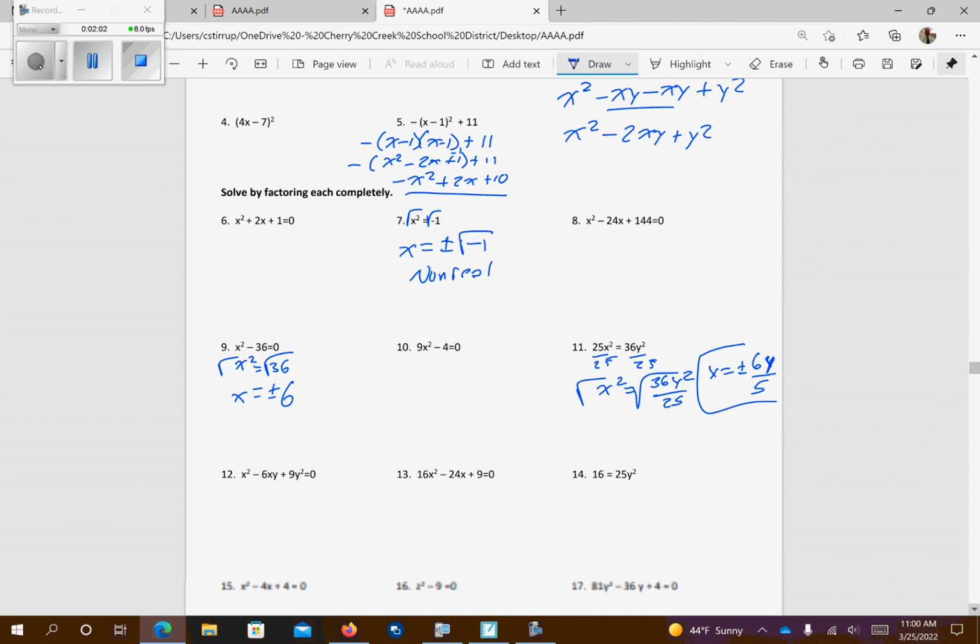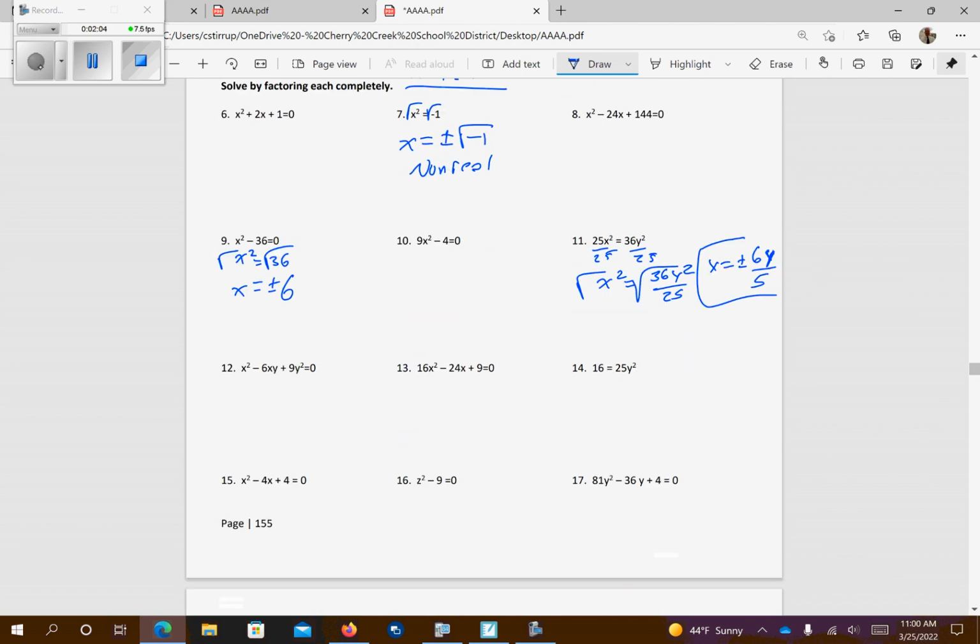Okay. Number 13. You might want to ask about this one in class. This is going to factor to 4x minus 3 and 4x minus 3. Okay, if you factor it correctly, you might want to ask about it. Then you're going to go 4x minus 3 equals 0. Add 3. Divide by 4. Done. You could list it twice, but there's no reason to.